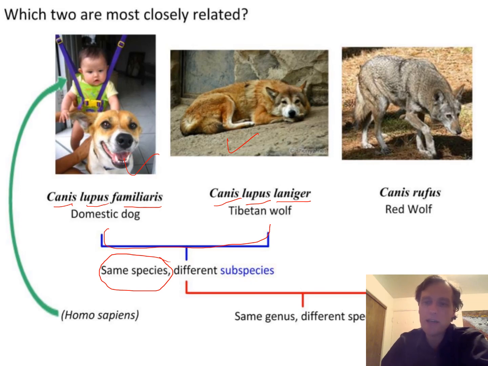This one over here, Canis rufus, or the red wolf, this is in the same genus, but it is a different species. Now, unfortunately, I got to tell you, it's a little bit of a sloppy definition. Sometimes members of the same genus, so Canis, can still interbreed, even if they are a member of a different species. For example, zebras and horses can interbreed. Donkeys and horses can interbreed. Lions and tigers can interbreed. Polar bears and brown bears can also interbreed. The list goes on.